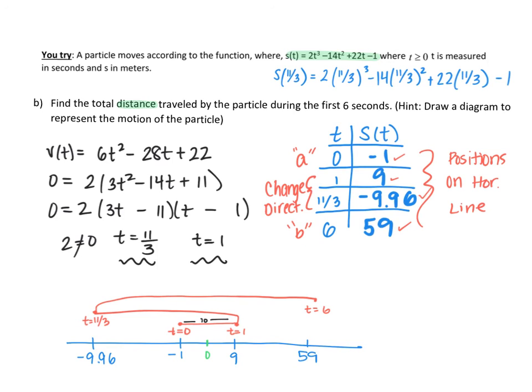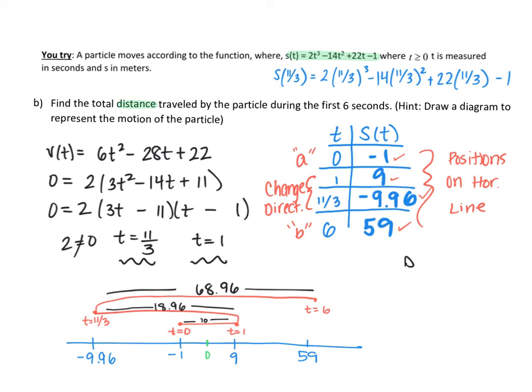positive 18.96, right? And then last but not least, I'm going from negative 9.96 to positive 59. Well, go to 0 first. From here to here is 9.96, and then from here to here is 59. So add 59 plus 9.96. So 59 plus 10 is 69, so 68.96. So that would be that distance.